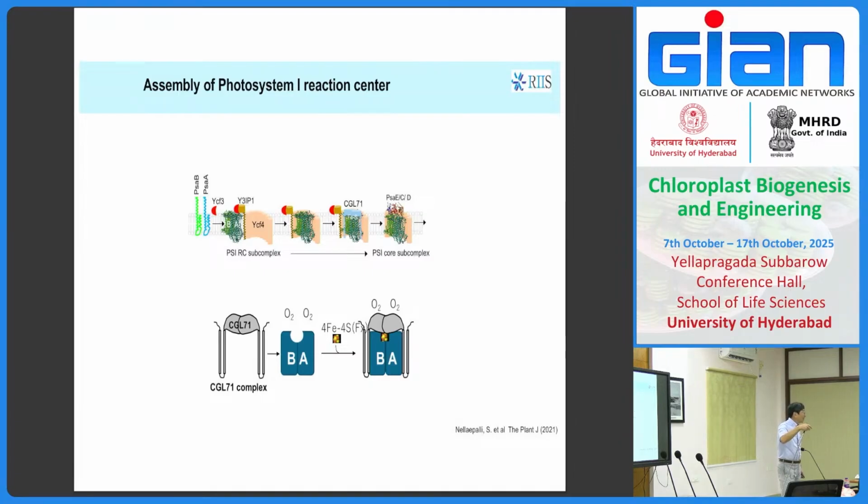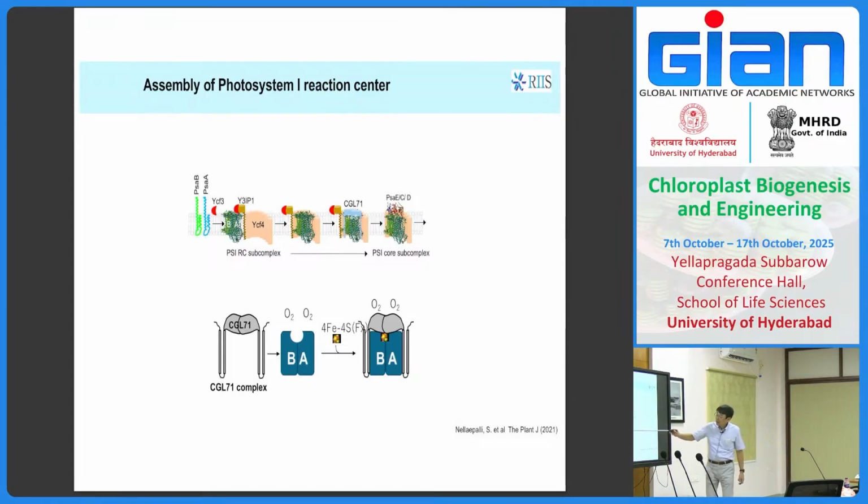This is a model to prevent the access of oxygen to this iron sulfur cluster, to protect it. And then PsaD, E, C are assembled here. Of course, in that case, CGL71 is removed, exchanged. Then once this is assembled, Fx becomes stable because oxygen will not access this site.